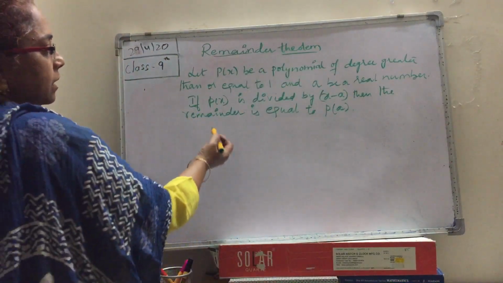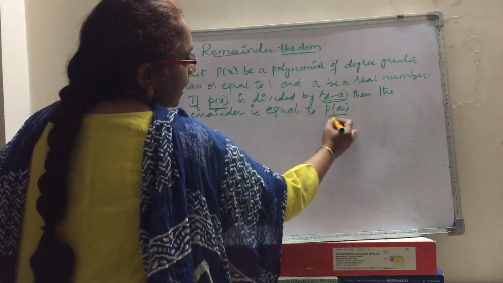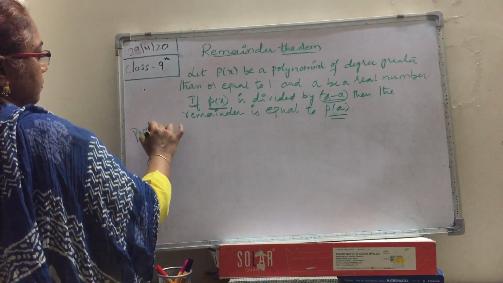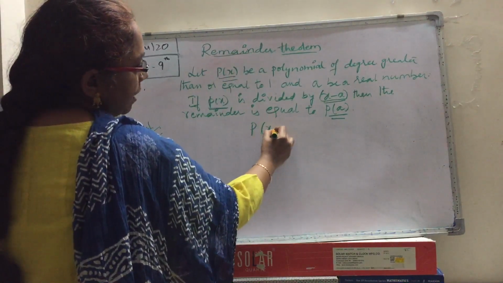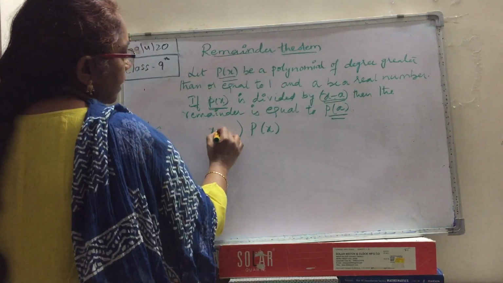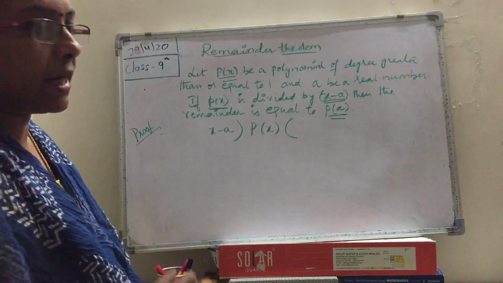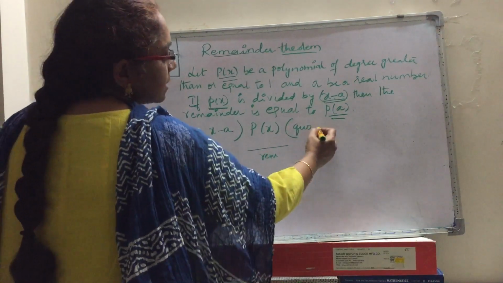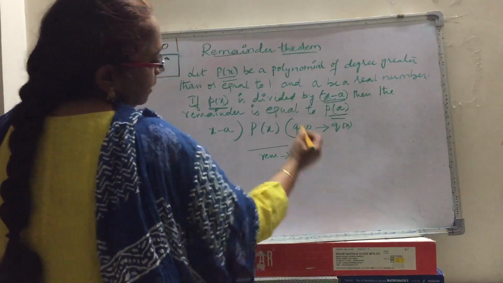See, so the remainder theorem is: if P of x is divided by x minus a, then what is the remainder you will get? P of a. So now we will discuss the proof. See, here P of x is a polynomial, and this P of x is divided by x minus a. If it is divided by x minus a, what will you get? We will get quotient and remainder. Let us consider this quotient as q of x and the remainder as r of x.